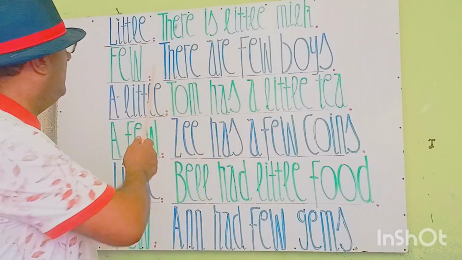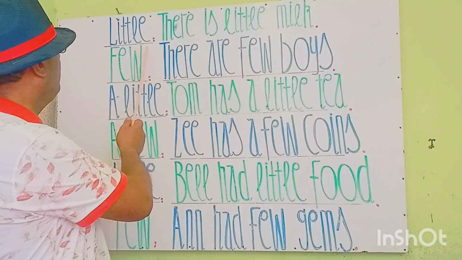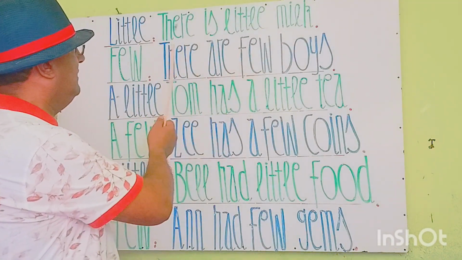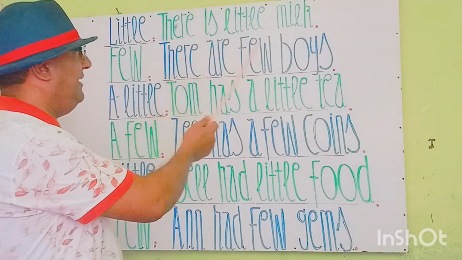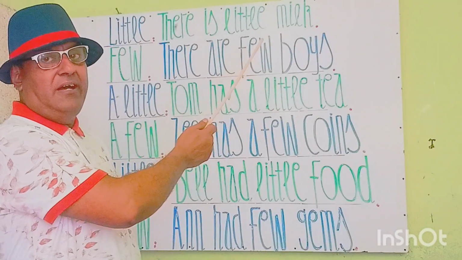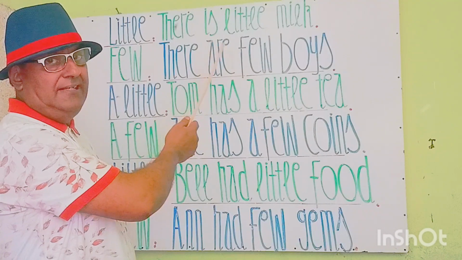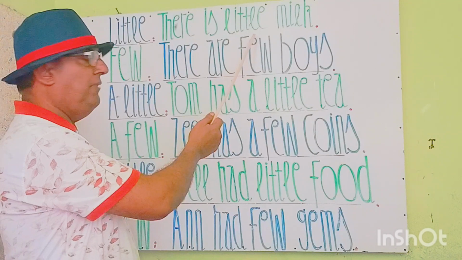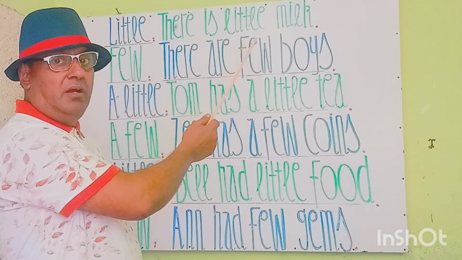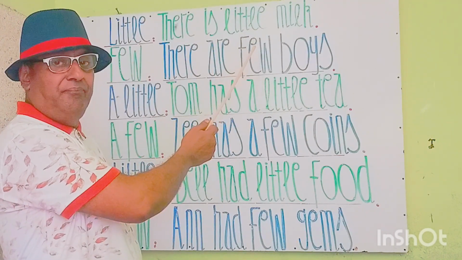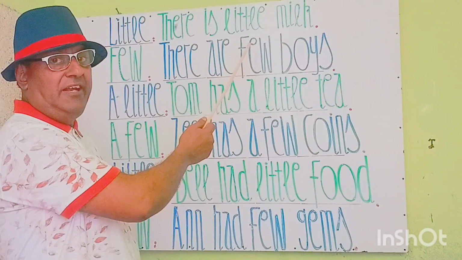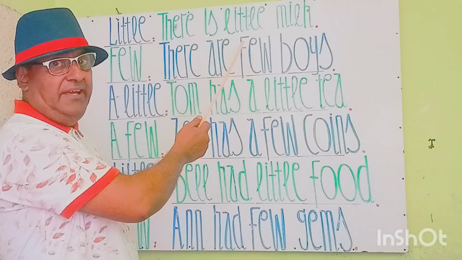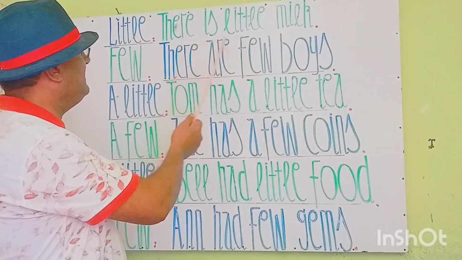The first statement you see, we have little, and the statement is: There is little milk. There is little milk. Little means very less in quantity. You may say equal to nothing, nearly equal to nothing. So there is little milk.